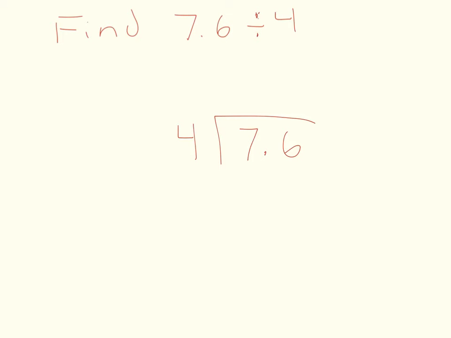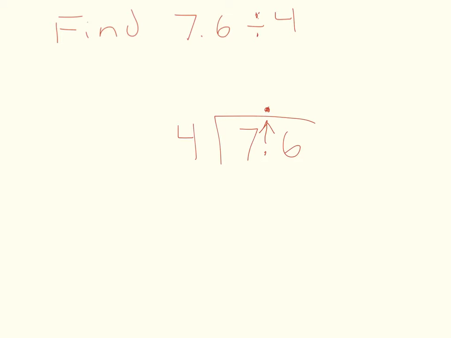Now this is a relatively simple example because when you have a decimal as the dividend, all you're going to do is put the decimal point above in the quotient. So all that means is I'm going to move this guy up right there and just put him in our quotient. From here we divide like we normally would.